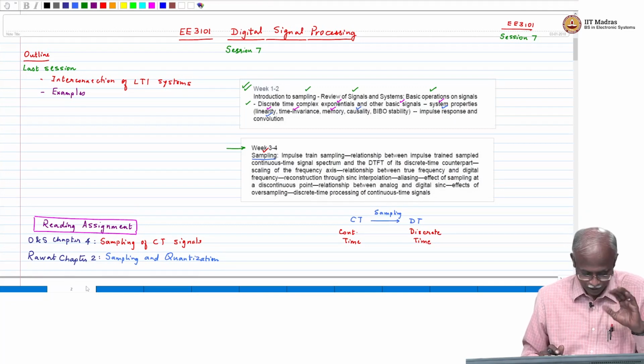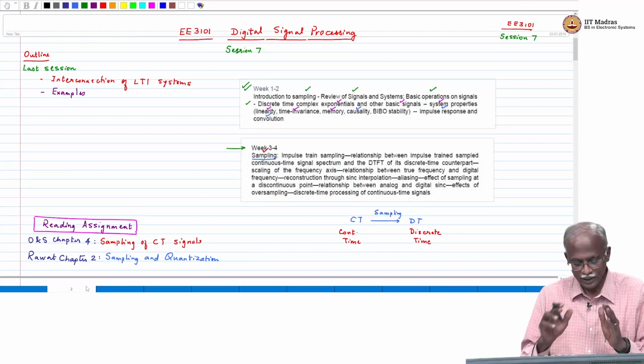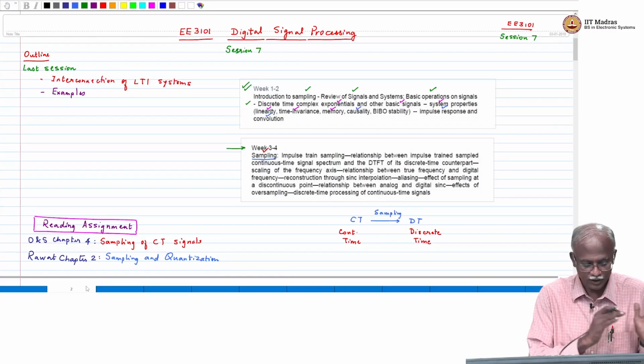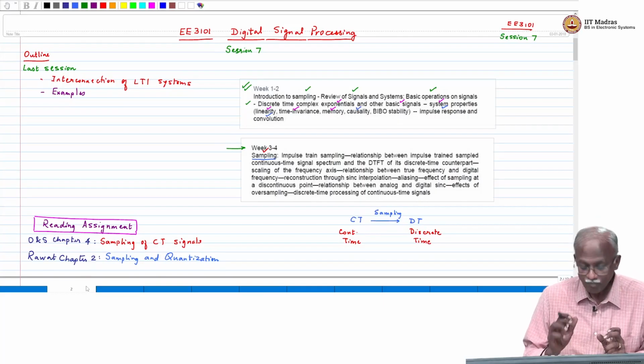For the corresponding reading, I would encourage you to look at Oppenheim and Schafer chapter 4. The chapter heading is Sampling of Continuous Time Signals. Correspondingly, in the reference book by Rawat, it is in chapter 2, which is titled Sampling and Quantization.